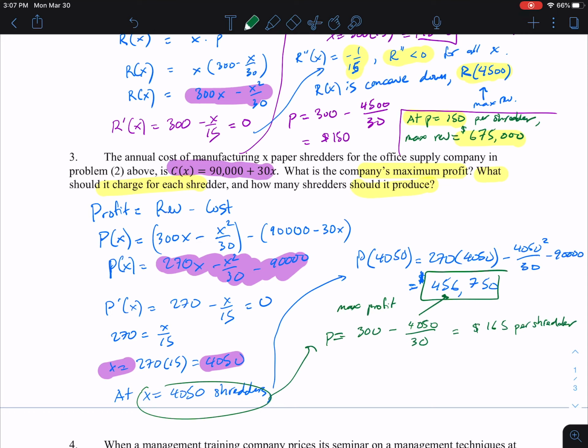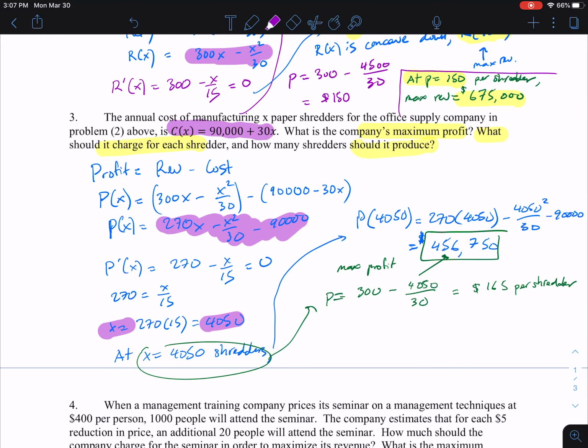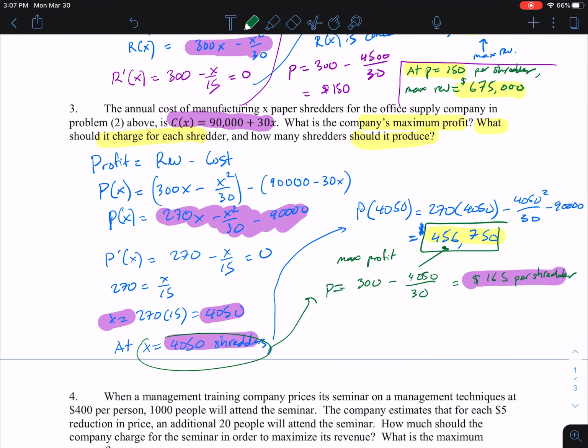Okay. So if the company produced 4,050 shredders and charged $165 per shredder, the company will yield the maximum profit of $456,750. So these are the three answers we're looking for. $165 per shredder, produced at 4,050 shredders, will yield a maximum of $456,750.